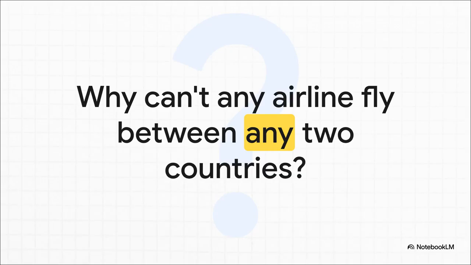I mean, think about it for a second. Why can't a Japanese airline just decide to start flying between, say, London and New York? It seems like a no-brainer, right? More competition, probably cheaper flights for us. But they can't. And the reason why is a story that goes back decades.